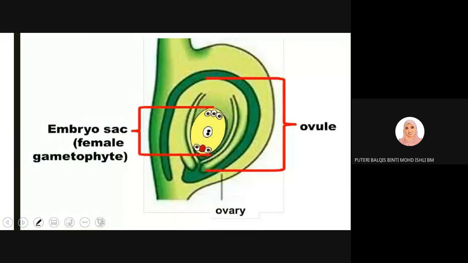Tengoklah sini, ini adalah ovule. Embryo sac yang dalam dia ada 8 nuklei. Jangan confuse lah, kalau soalan keluar, soalan exam. Awak tahu ke exam format macam mana?